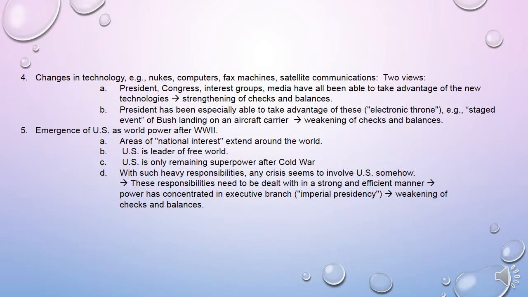Changes in technology. For example, nukes, computers, fax machines, satellites, these things all change the power of, for example, the president. So the President, Congress, and interest groups have all been able to take advantage of these new technologies. So they strengthen checks and balances. The President has been especially able to take advantage of these. The president has this ability.